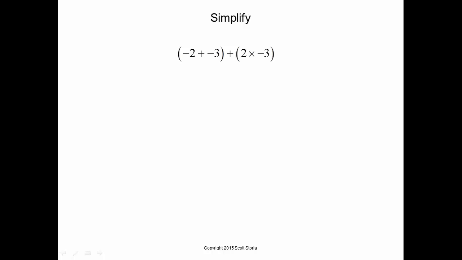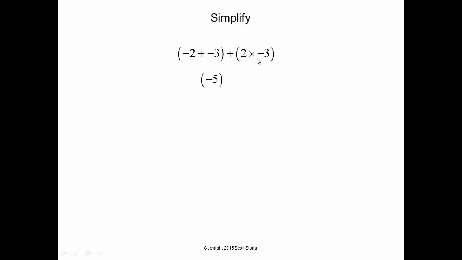Here's one for you to try. Here we have 1, 2, 3 operators. I need to start inside the parentheses. In the first set of parentheses, I'm adding, and the signs are the same, so I add their absolute values. 2 plus 3 is 5, and I keep the common sign, so that's a negative 5.